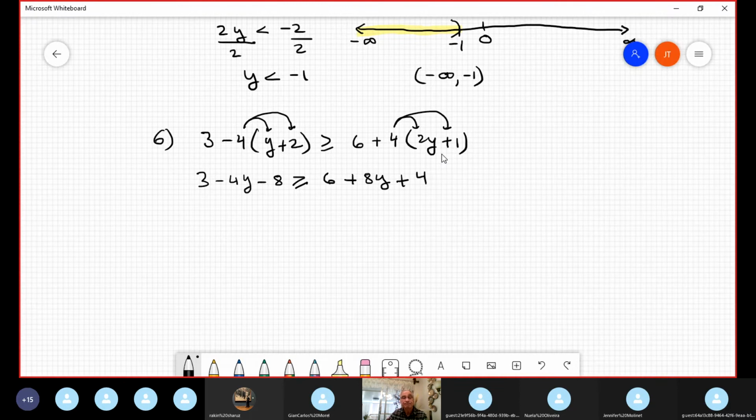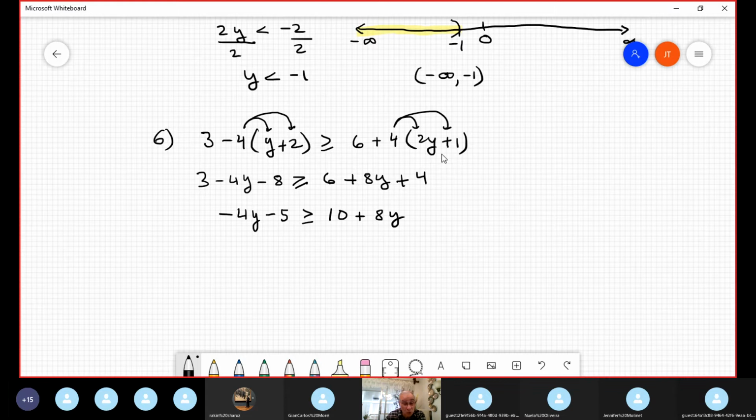Okay, super. Mandatory: the inequality is a little bit different to an equation. In an equation you move y to the left or to the right because it's completely interchangeable. However, in the inequality, no. In the inequality, mandatory, you solve for y, you move y to the left. You combine like terms: 3 minus 8 is negative 5. Minus 4y minus 5 greater than or equal to 6 plus 4, which is 10, plus 8y.